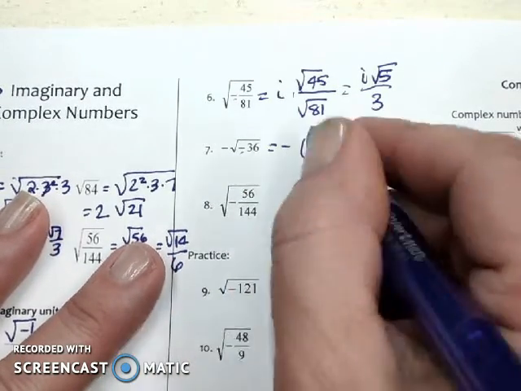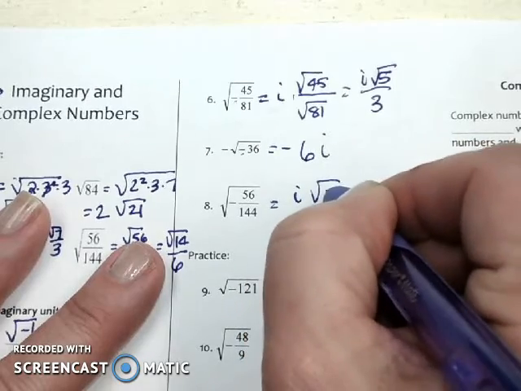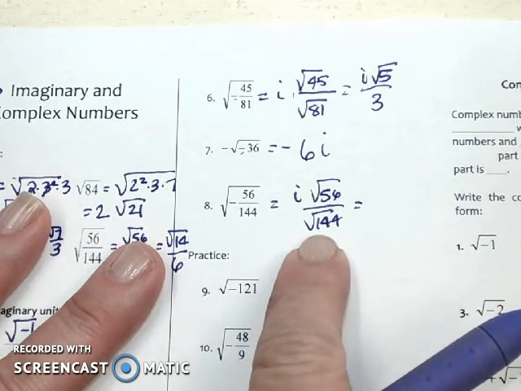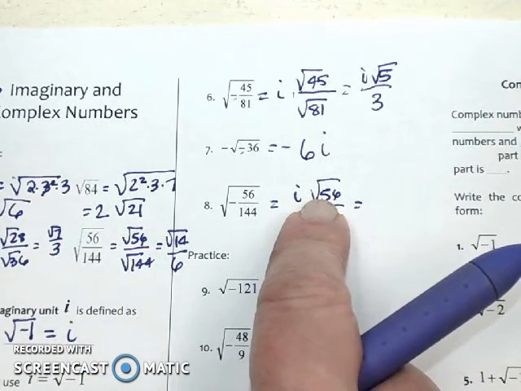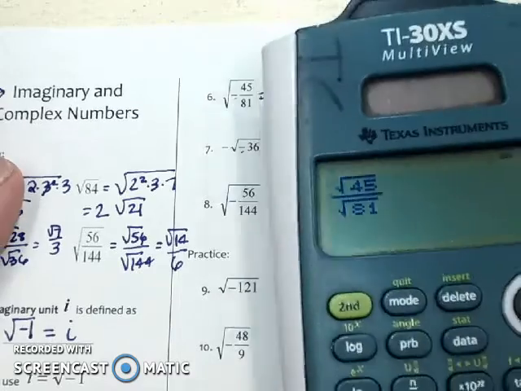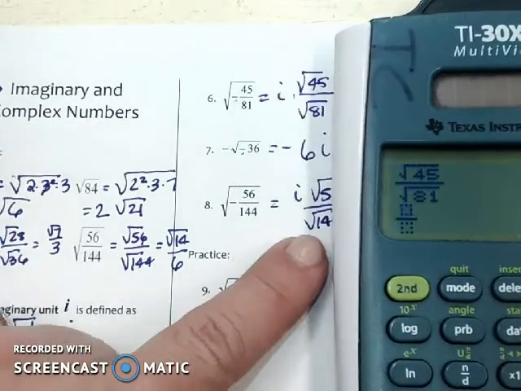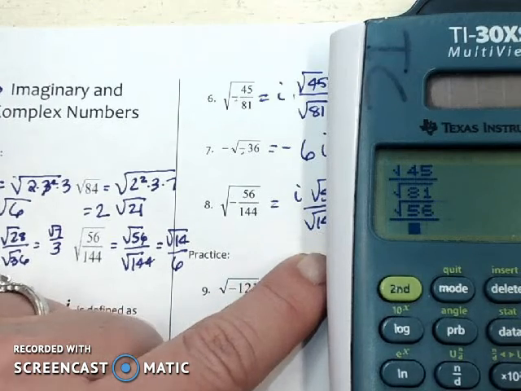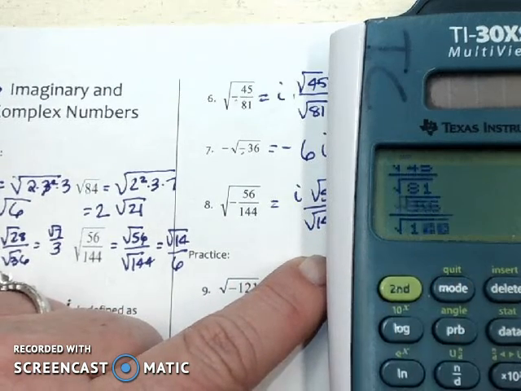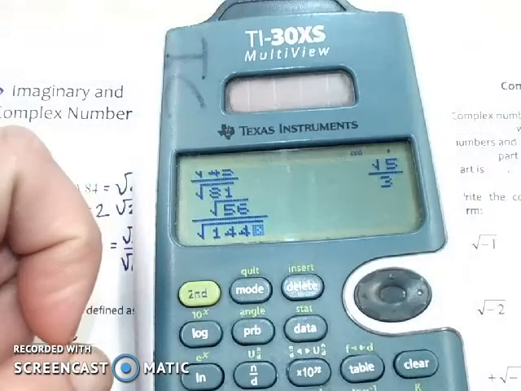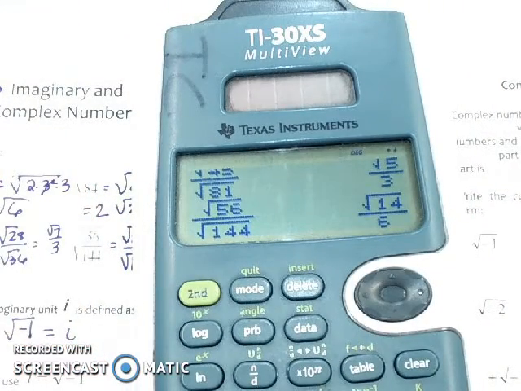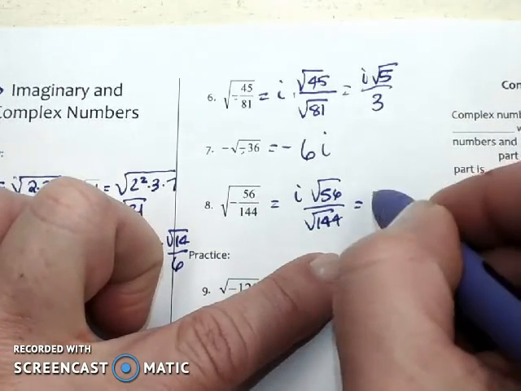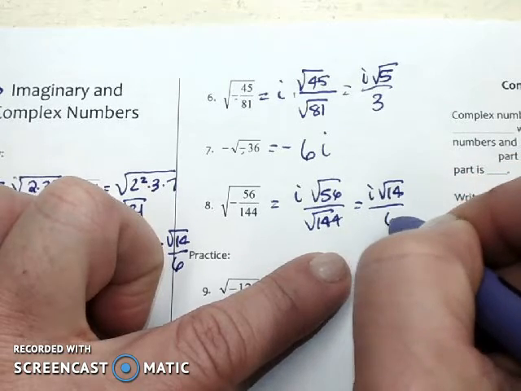On the next one, I just go ahead and do this, and then I look at it again and see what I need to do. I can take the square root of 144, but right off the top of my head, I don't know the square root of 56. So if you're not sure and you want to just go ahead and do the whole thing, if I've got the square root of 56 on top divided by the square root of 144, yes, I know that it's 12, but I'm going to let the calculator give me the answer. It's the square root of 14 over 6. It takes the square root of both of these, and then it simplifies anything that you can. So it's I times the square root of 14 over 6.